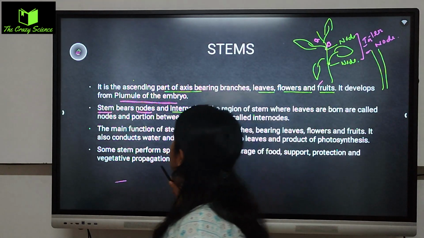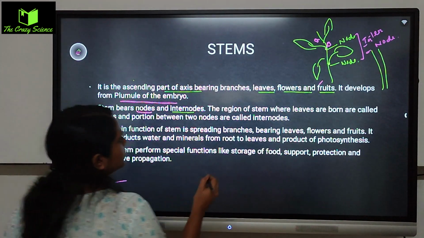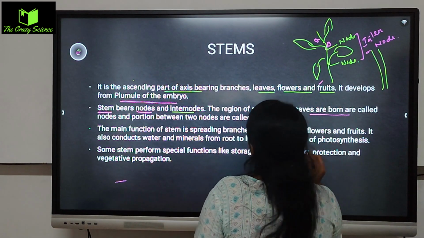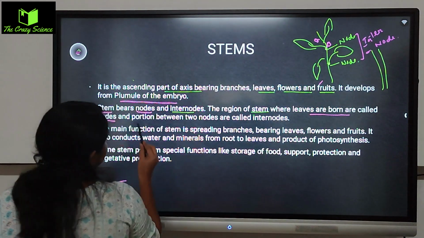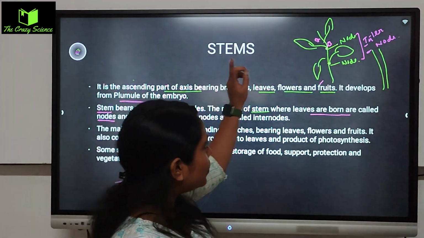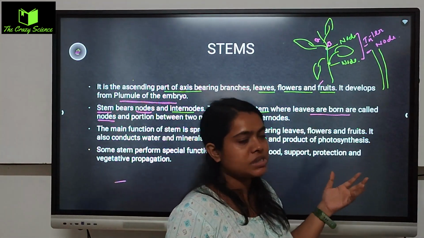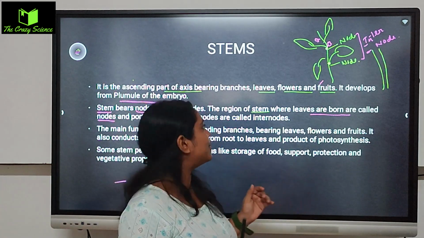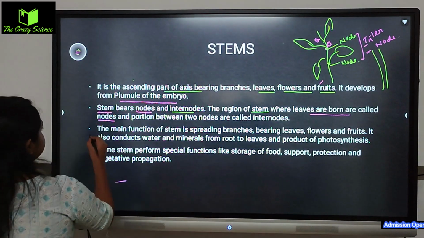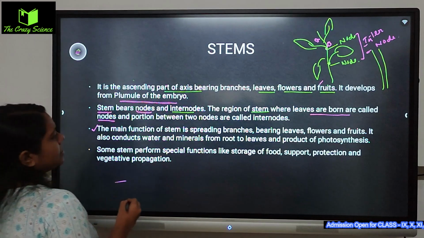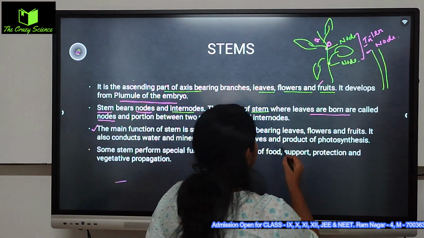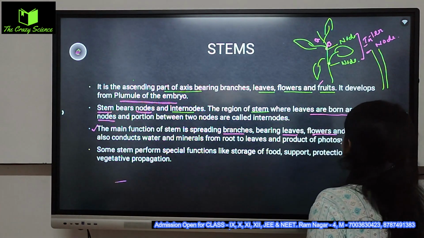All right, stem bears nodes, the region of the stem where leaves are born is called the nodes. As I said, যেখান থেকে leaves টা start হয়, this is called node, and there is another node, and in between nodes the gap present is called the internode.